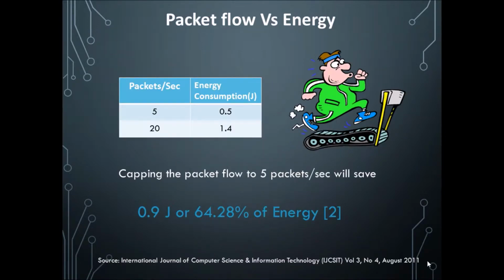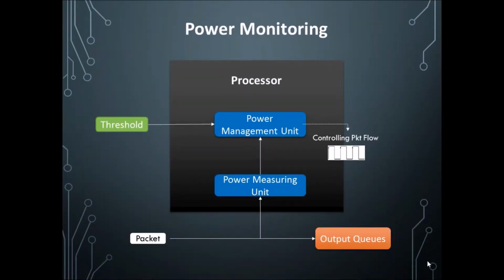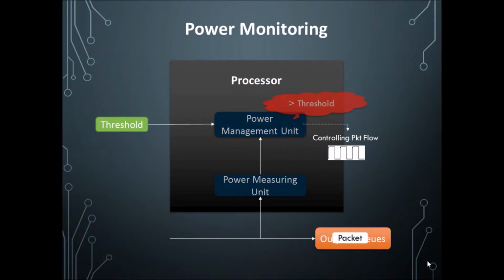A simple idea that we used for controlling the power is by controlling the packet flow. As you can see, the packet flow is directly proportional to the power consumed. Let me show you with an example. The power is measured for each packet. When it is found to be greater than the threshold, we control the packet flow, we reduce the packet flow in order to bring down the power.